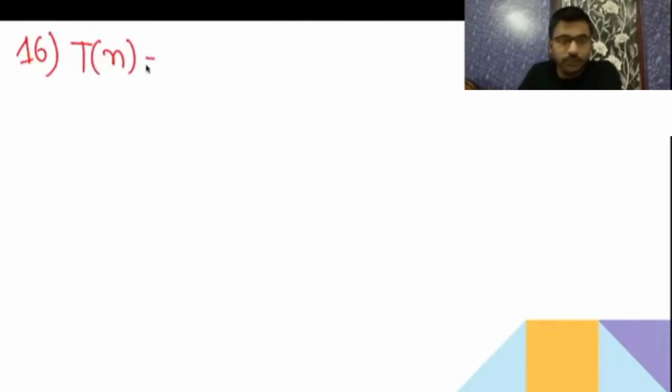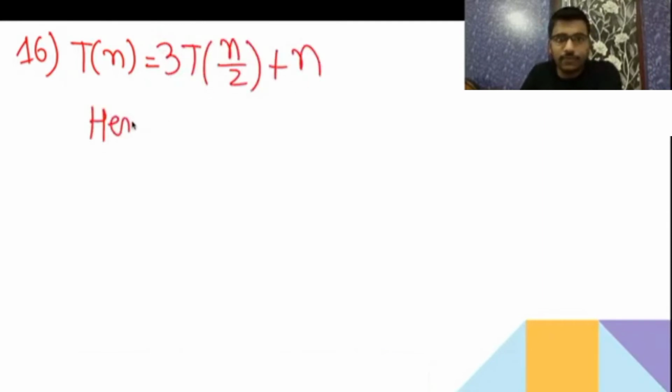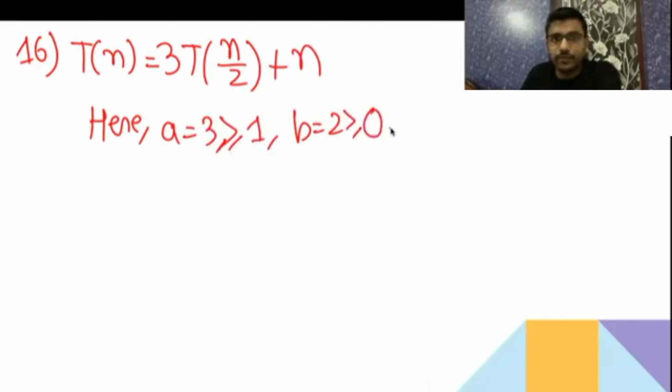Tn is equal to 3T(n/2) + n. So here a is equal to 3 which is greater than or equal to 1, b is equal to 2 which is greater than 1. Sorry, here I have written 0, it should be greater than 1. And k is equal to 1 which is greater than or equal to 0, p is equal to 0.